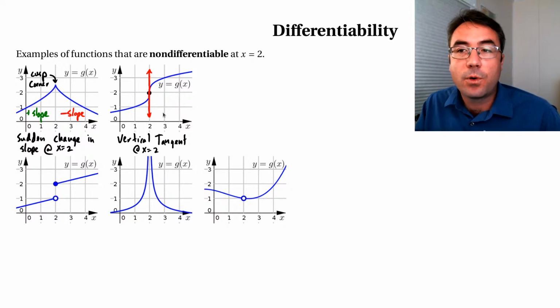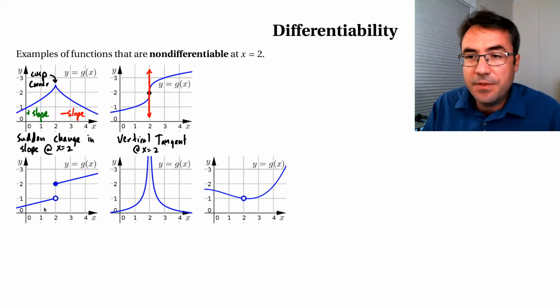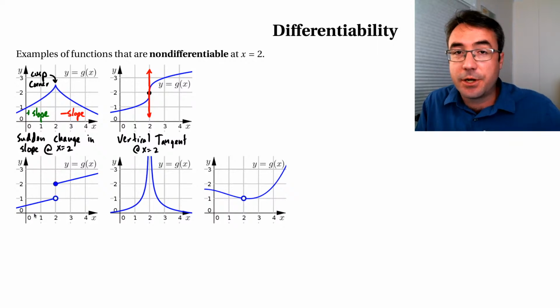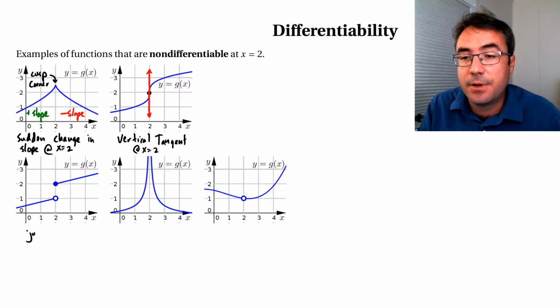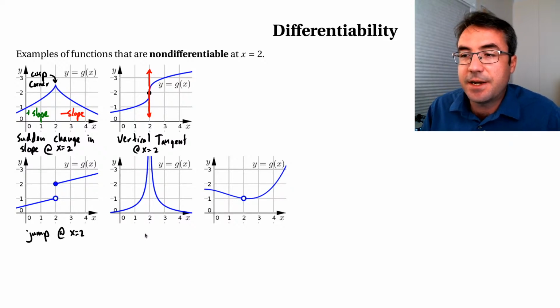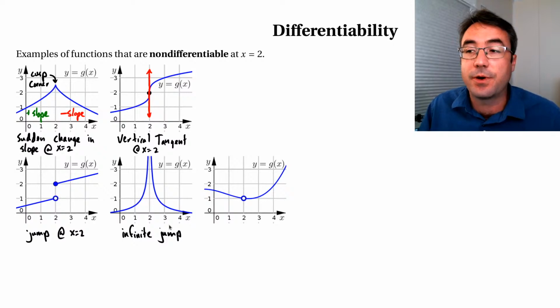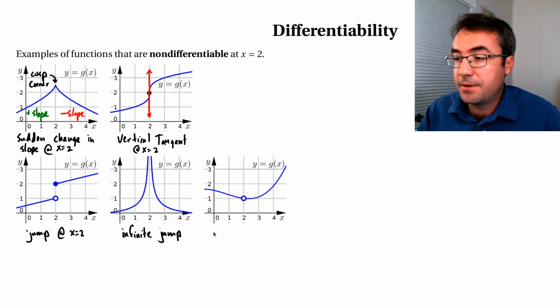Now we might even have more drastic examples. So if we go to the second row, in the second row there's just a clear break in our graph. So there's a jump at x equals 2. So there's no nice way to define the tangent line at x equals 2 for that. Same thing in the second graph here. Here we have an infinite jump. So again, there's no nice way to define a tangent line where there's an infinite jump in your graph. Or even if there's, as in the third one, a hole in the graph.